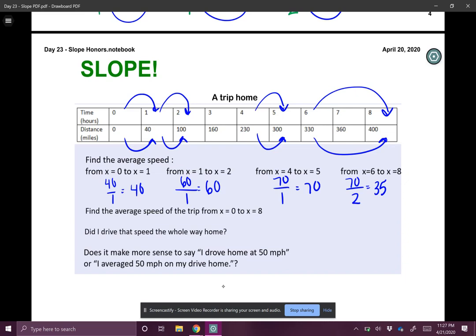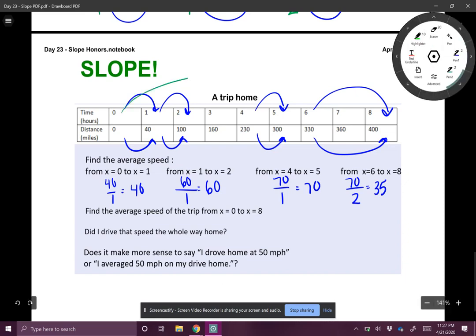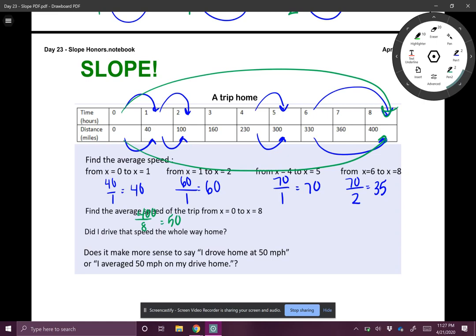Our last one is we're going to find our average speed of our trip from x is 0 to x is 8. So we're jumping our whole table right here from 0 to 8. So from there, our change in x is 8 from 0 to 8, and our change in y is 400. And if you do 400 divided by 8, similar to if you did 40 by 8, you're going to get 50, except you drop the 0 if you're doing 40 by 8. So the average speed from 0 to 8 hours would be 50 miles per hour.